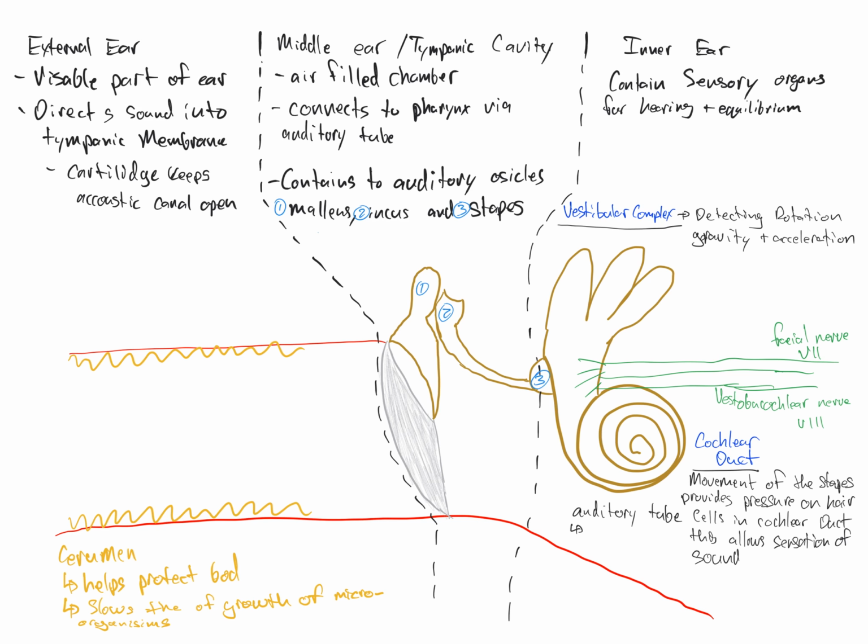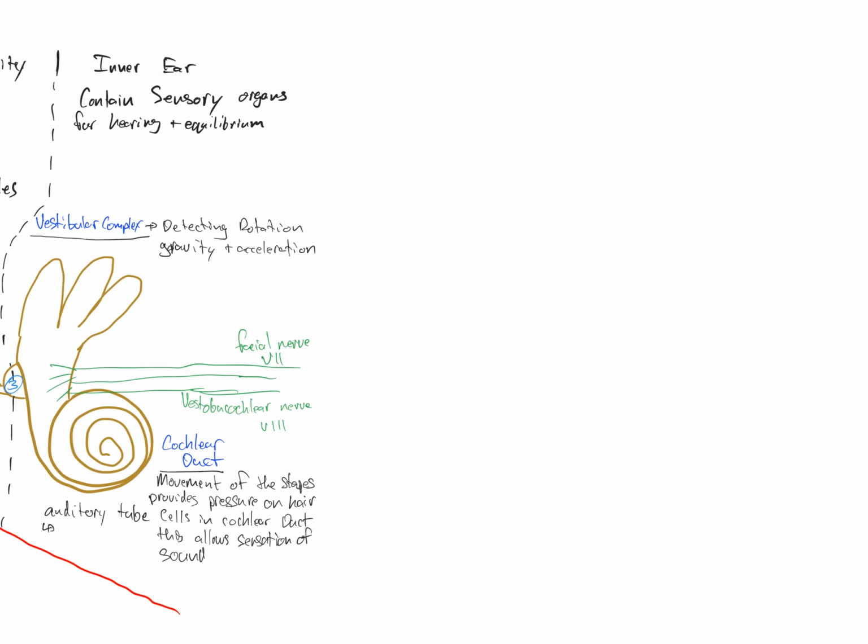So now that we've gone over a little bit how the ear works, we're going to transition into the two pathologies that we're covering, which are tympanic membrane perforation and otitis interna, which is an ear infection in the inner ear. So we're just going to slide on over, and we're going to make a flow chart.